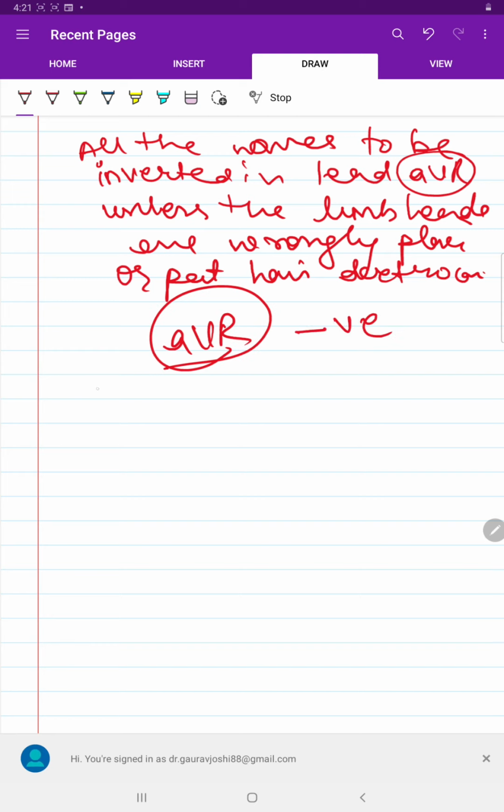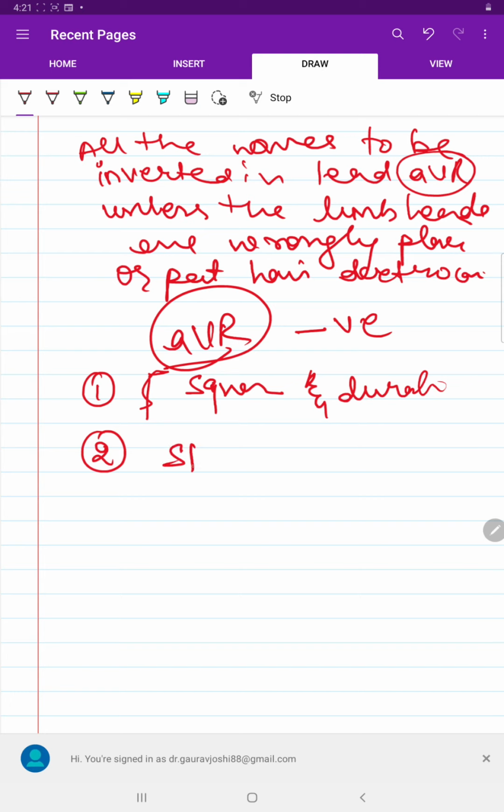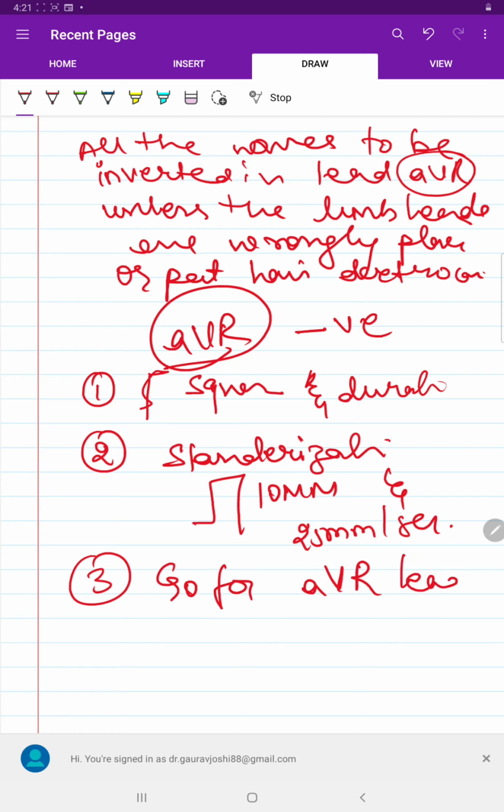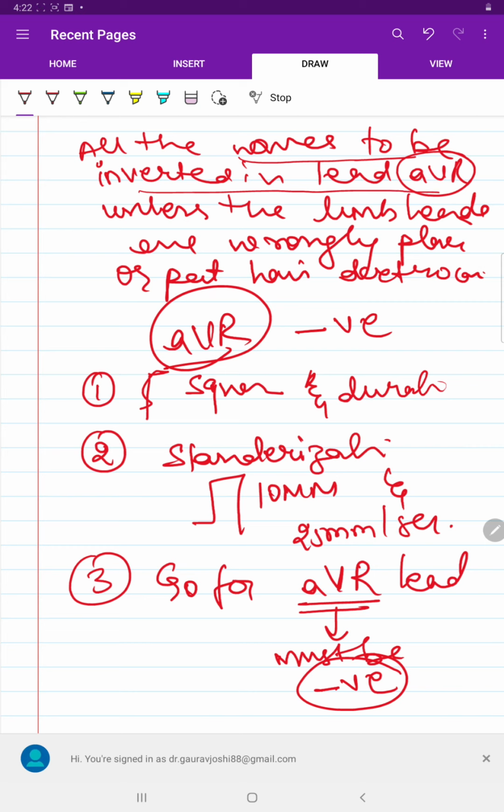So after taking the ECG paper, first thing, appreciate the squares and duration. Second thing, check the standardization, the size of 10 mm amplitude and 25 mm per second speed. Number 3, go for AVR lead. AVR lead must be negative. All the waves should be inverted in lead AVR.